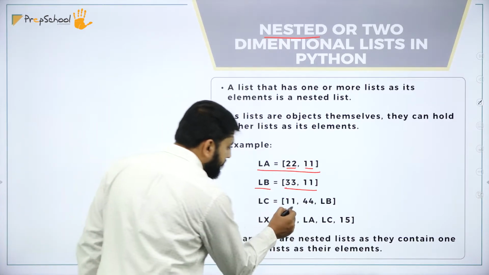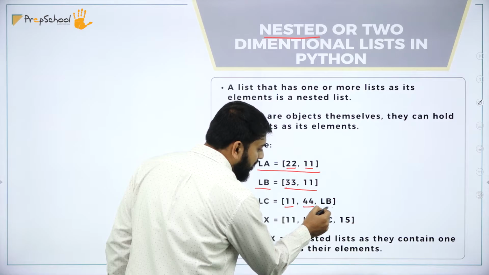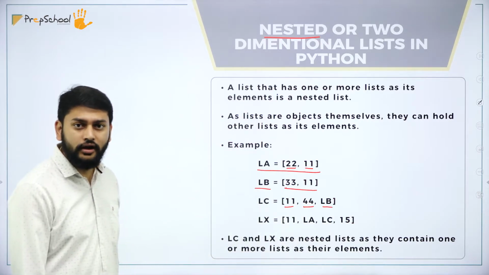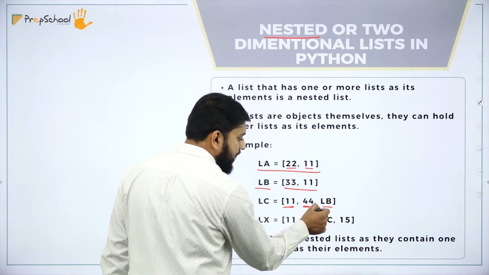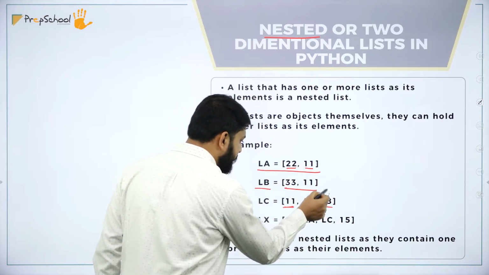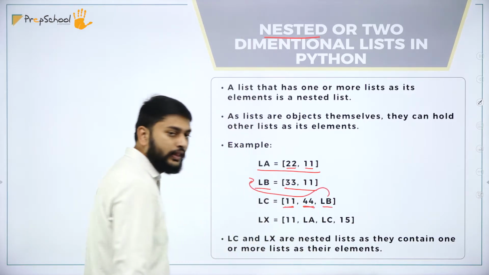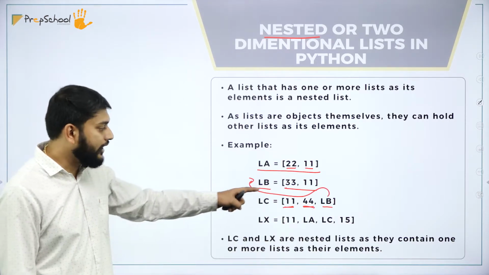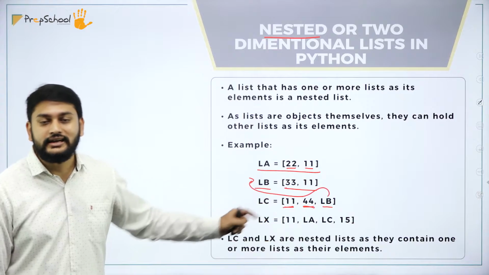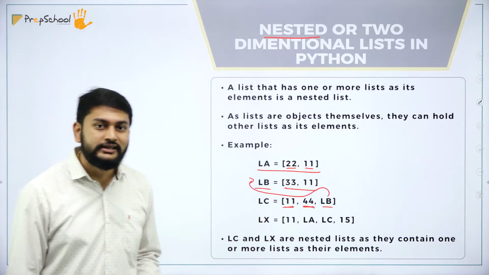So I have 11, 44, LB. What is this LB, sir? What exactly is LB? Please observe, LB is here. I can store the list inside the list. So this is what I will call a nested list. This is what I will call a nested list.